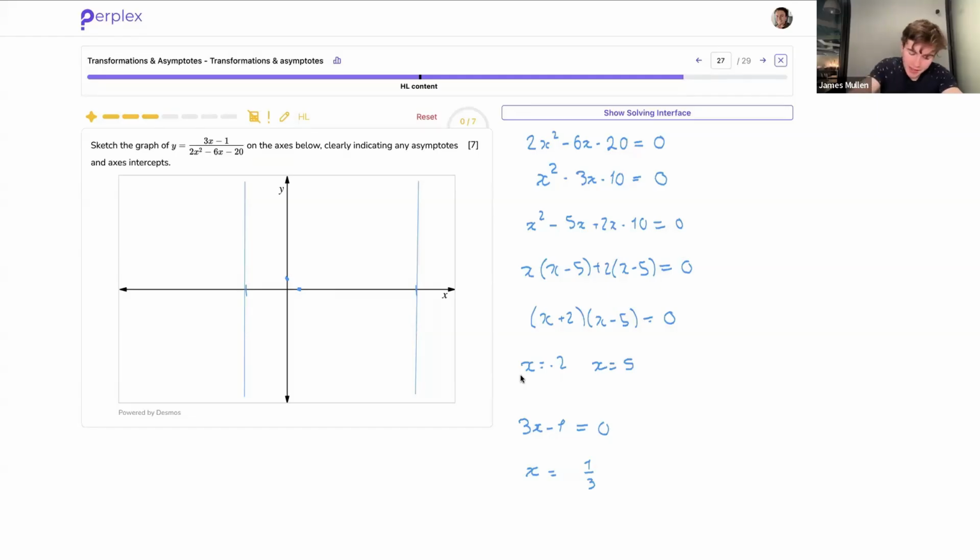It's worth mentioning that because I have an x squared in the denominator and an x in the numerator, my horizontal asymptote is just going to be y is equal to 0. So you don't really need to draw that. You just make it clear that your function is approaching that.